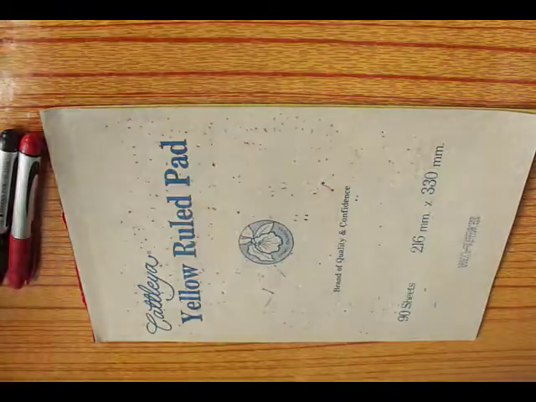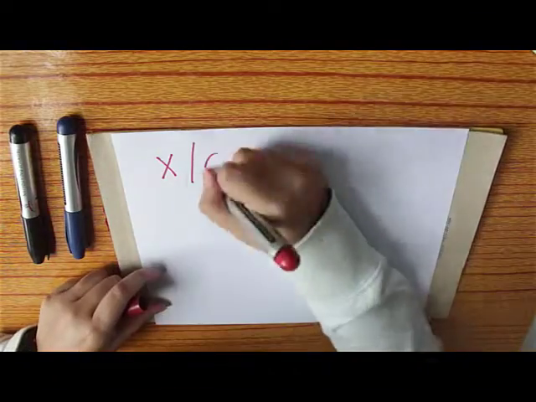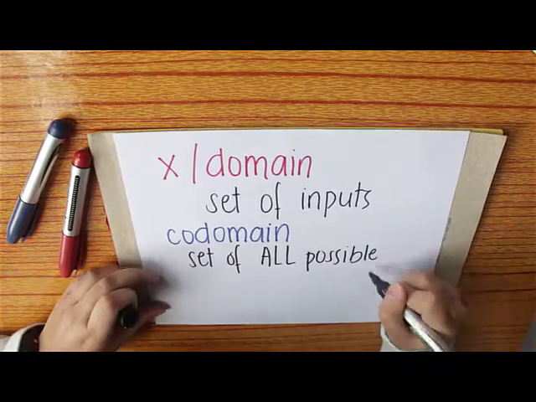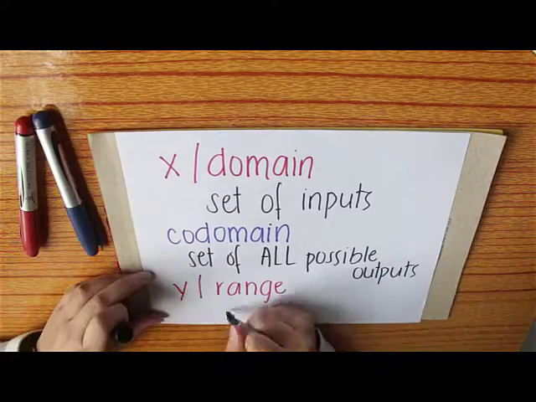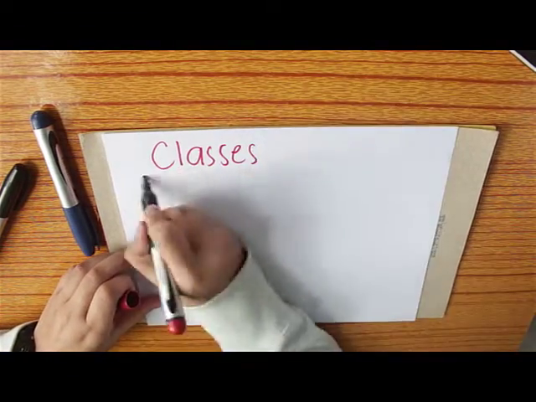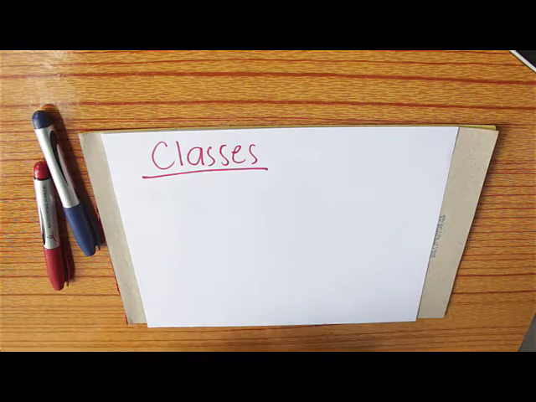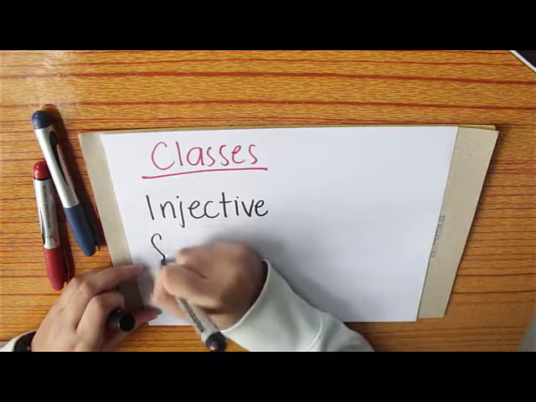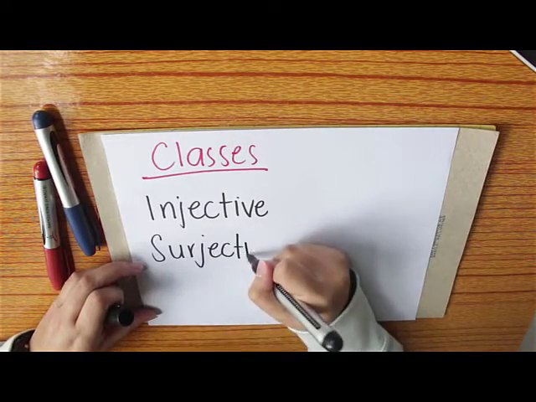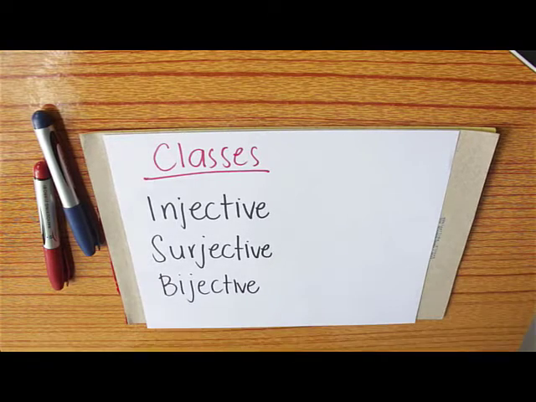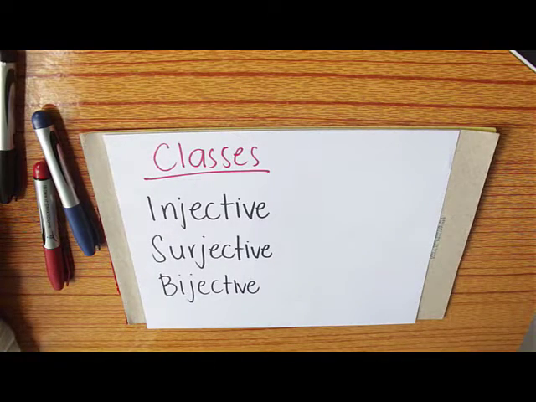The domain, or X, is the set of inputs. The codomain is the set of all possible outputs, while the range, or Y, is the set of outputs. There are different classes of function: injective, surjective, and bijective. Injective is also called one-to-one. Surjective functions are onto functions, while bijective functions are both one-to-one and onto functions.